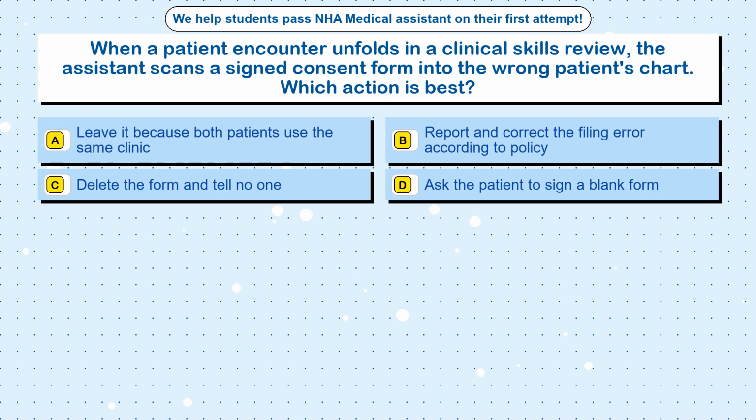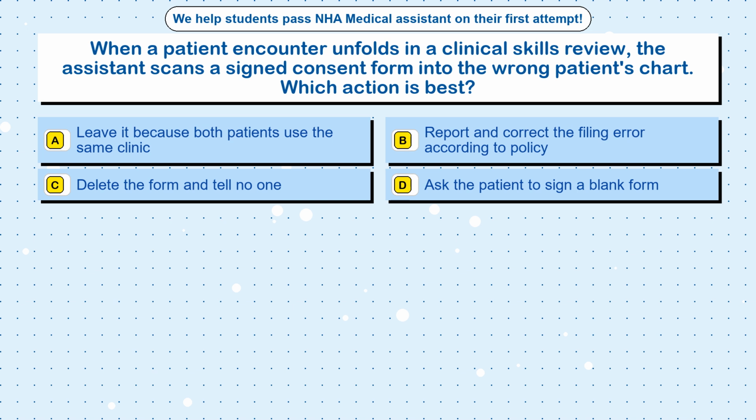Question 69. When a patient encounter unfolds in a clinical skills review, the assistant scans a signed consent form into the wrong patient's chart. Which action is best? Option A. Leave it because both patients use the same clinic. Option B. Report and correct the filing error according to policy. Option C. Delete the form and tell no one.